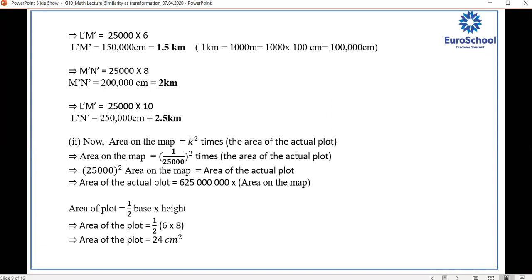Now, here it is LN. It's written LM. Make it LN. L dash N dash is equal to 25,000 into 10. So it becomes 2.5 kilometer. Understood? Yes, ma'am. Okay. Any doubt here in the first part?